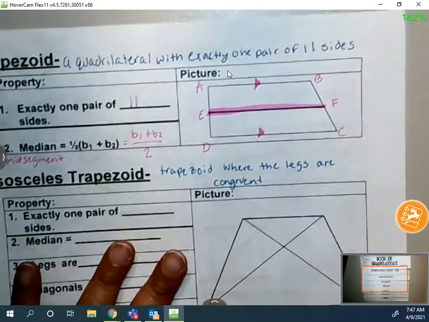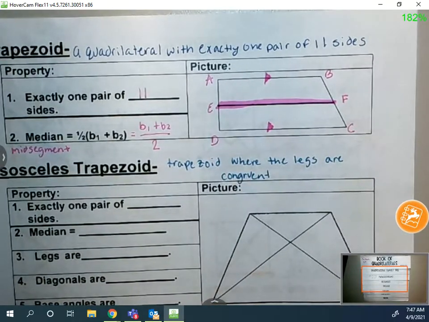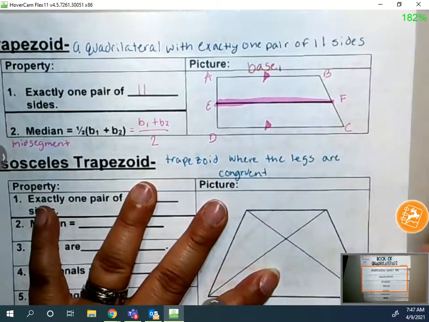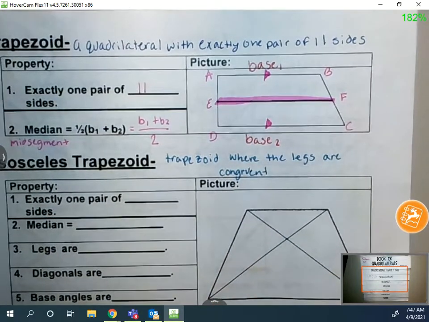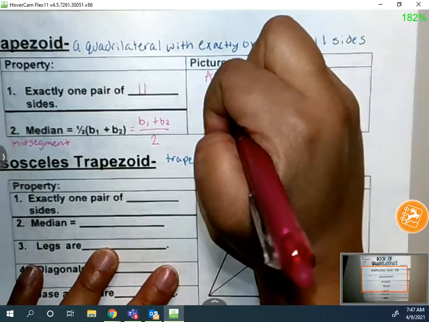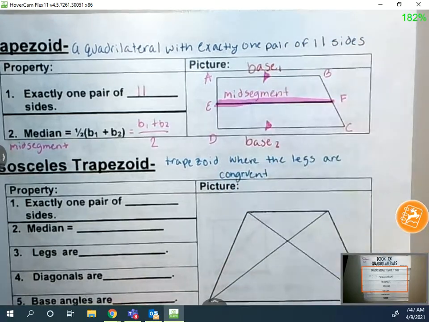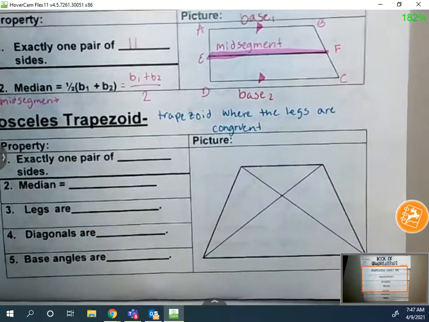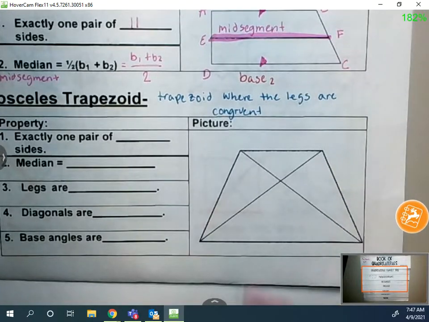So I'm going to go up here and label some things on this trapezoid. My bases on the trapezoid would be AB, so that would be base 1, and then DC is base 2. And then EF is that mid-segment or median, whichever one you encounter. But we'll be talking about the mid-segment. Looking at this isosceles trapezoid, I'm going to label.